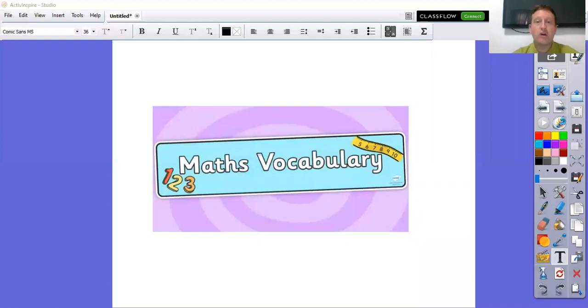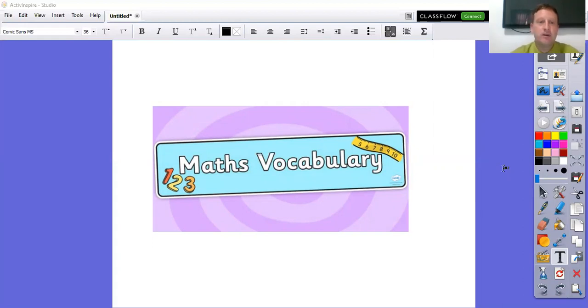Hello everyone and welcome to today's maths class. So let's take a look at what we are going to be learning today. Okay, let's take a look at some of our vocabulary for today, our maths vocabulary.